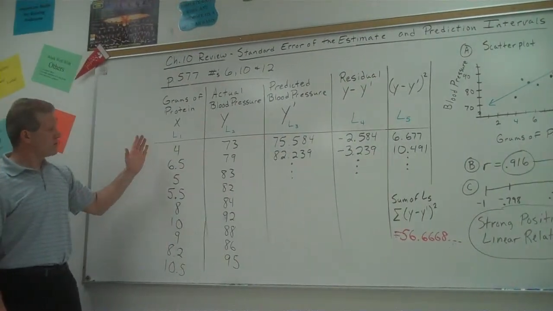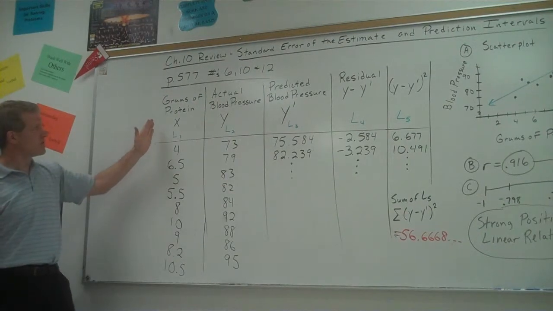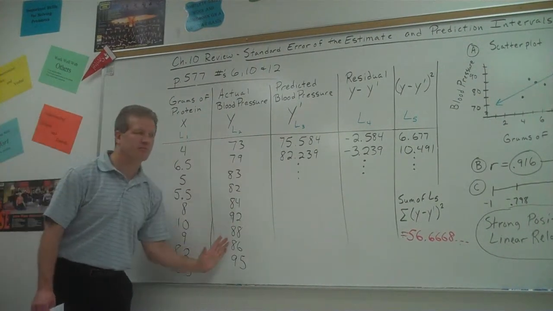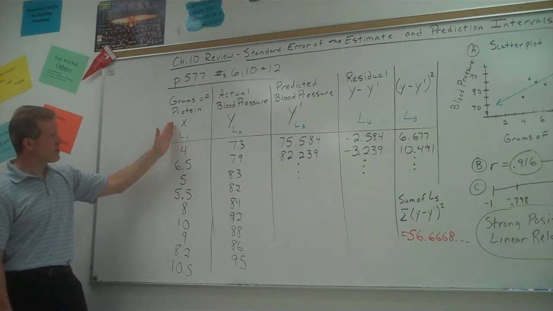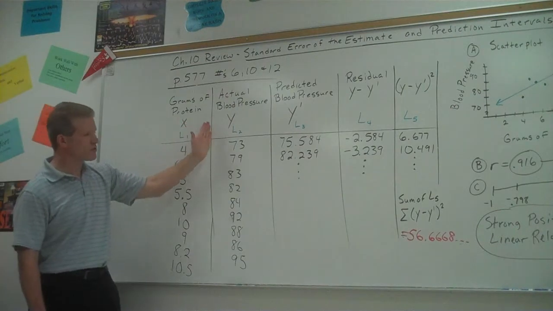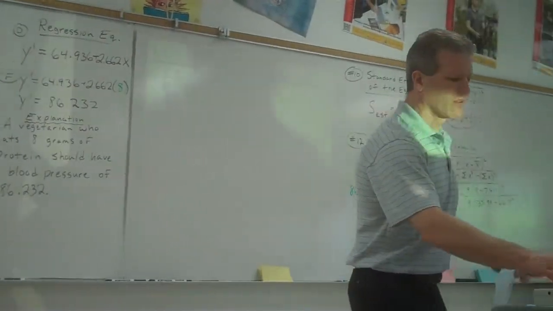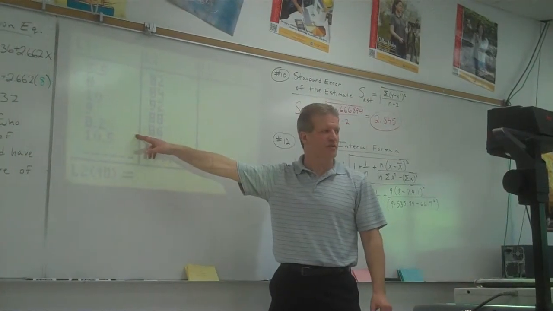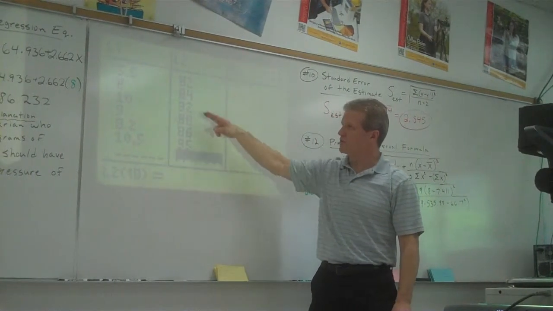So first thing you do is you read the problem, you find your data. We're trying to see if there's a link between the number of grams of protein eaten by vegetarians and their blood pressure. So we're going to take the grams of protein, which are X, and the blood pressures, which are Y's, and we're going to put those into list 1 and 2 on your calculator. So I'm using a TI-84 Plus calculator. I push stat, enter the data for list 1 and list 2.